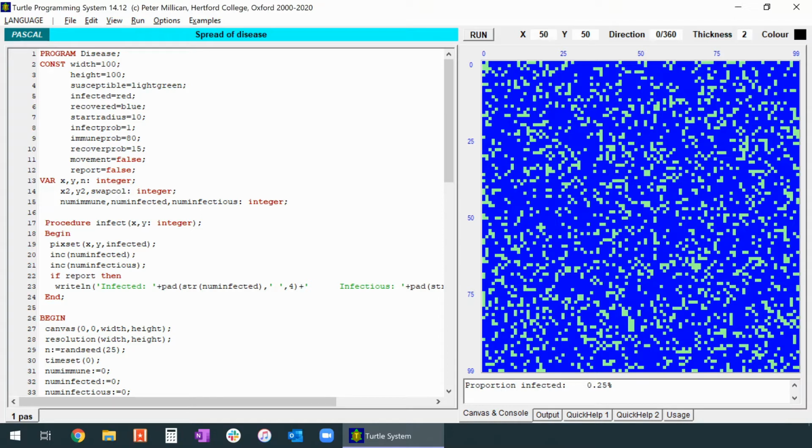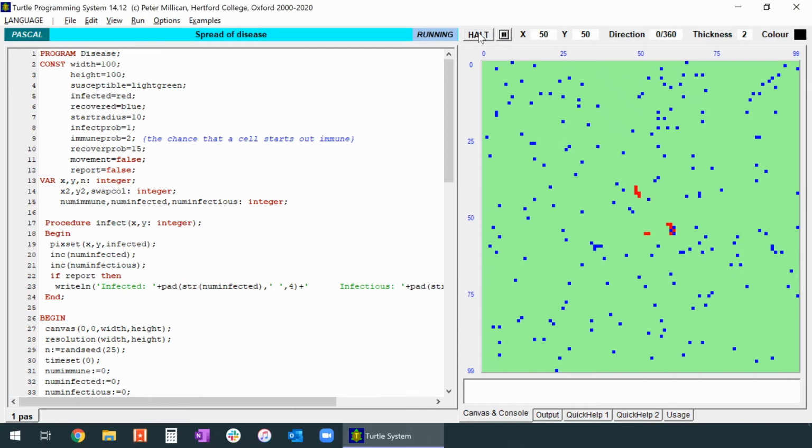Okay, so let's put this back to what it was. It was 2 to begin with. You can always leave yourself notes in the code to tell you what things do, which the computer will then just ignore. So this is the chance that a cell starts out immune. We're using curly brackets for those. Okay. Let's run it again back at 2 and see, yep, we've got back to our usual system.